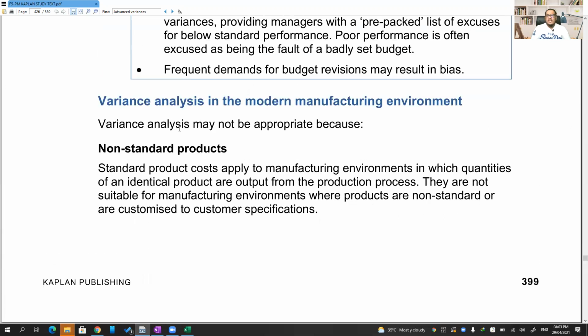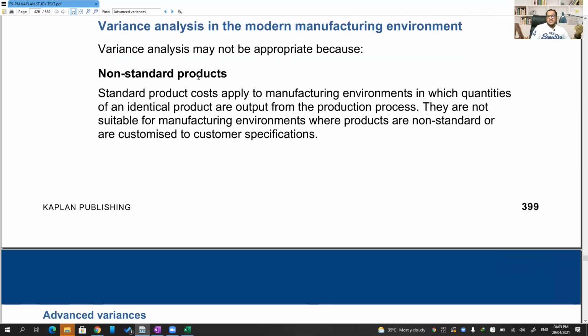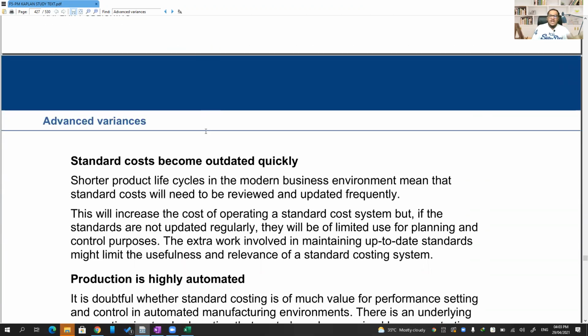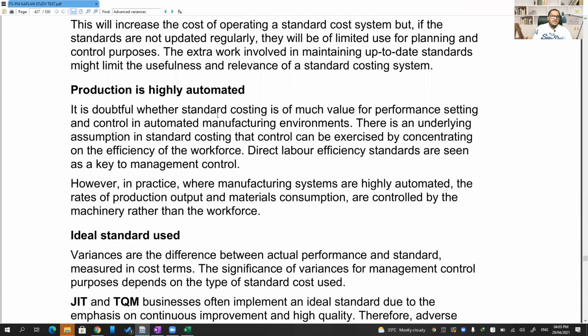Then this is all pure theory, ma'am. How does it work in the current manufacturing environment? Since we don't have any standard products anymore, like we don't have exactly the same product being produced again and again, it's going to change. There are a lot of frequent changes in the process. So standard costs and variance analysis are not really possible in current market scenarios. Standard costs are becoming outdated very quickly because of environmental changes.